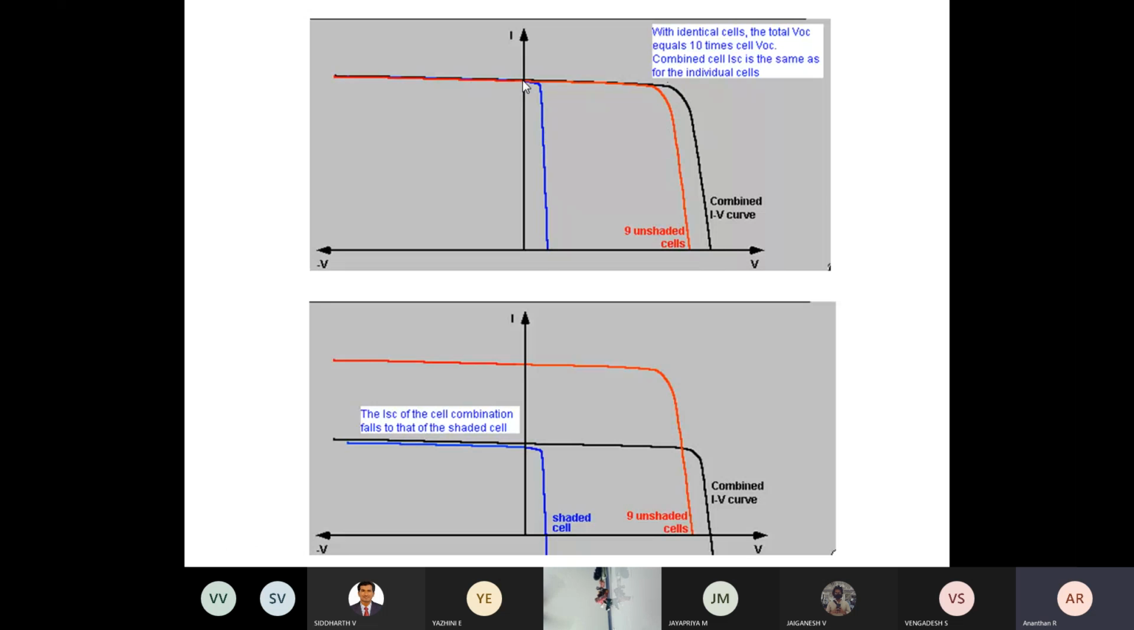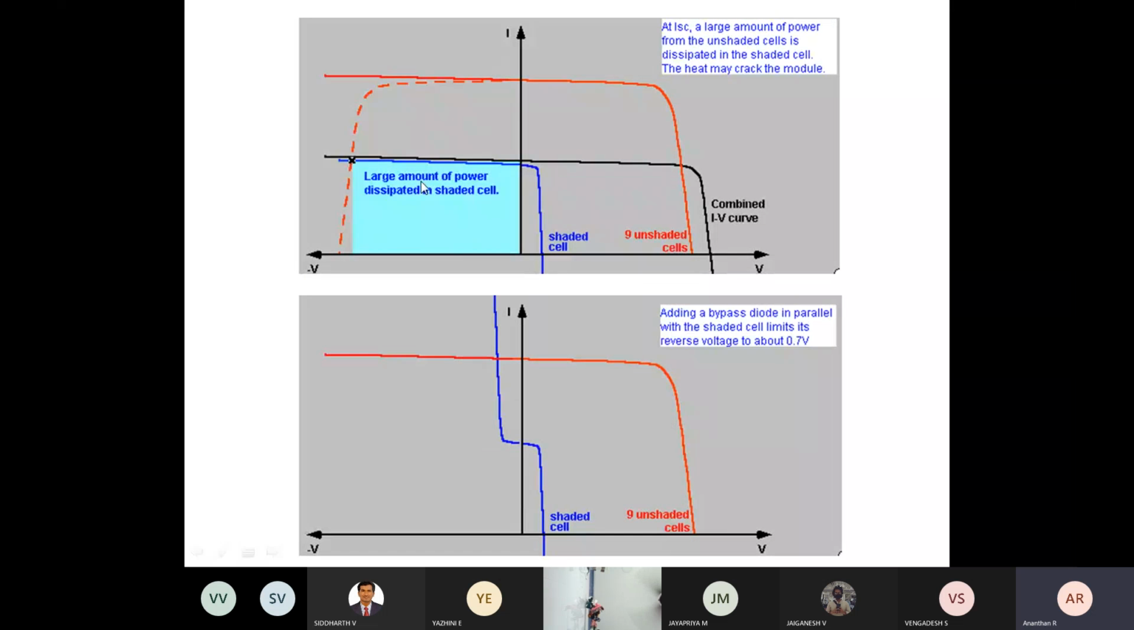Because of the shaded cell, let us say this is the initial case. If you increase the shading level, your shaded cell current will be reduced, and because of that your output current is reduced. This combined effect is the final output here, but your output will be reduced from here to here. Even though your nine unshaded cells will yield higher power, we cannot utilize this power if you do not introduce the bypass diodes. Similarly, these are the areas which show your dissipated power.